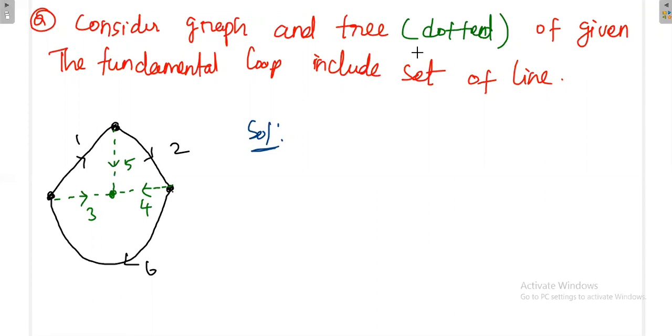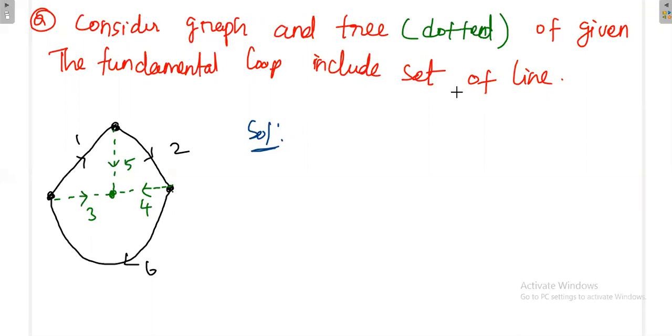No problem. Again, the other black color branches 1, 2 and 6 cannot be a tree because that is a closed loop. The tree should not consist of any closed loop. So definitely branches 5, 3 and 4 form the tree. Now, what is the question? The fundamental loop includes a set of lines. So for this diagram we have to calculate the fundamental loop.